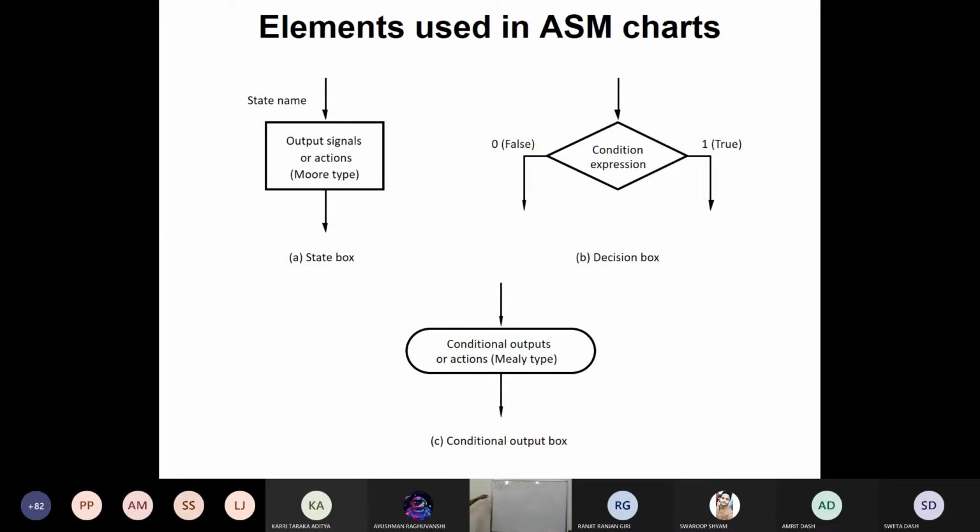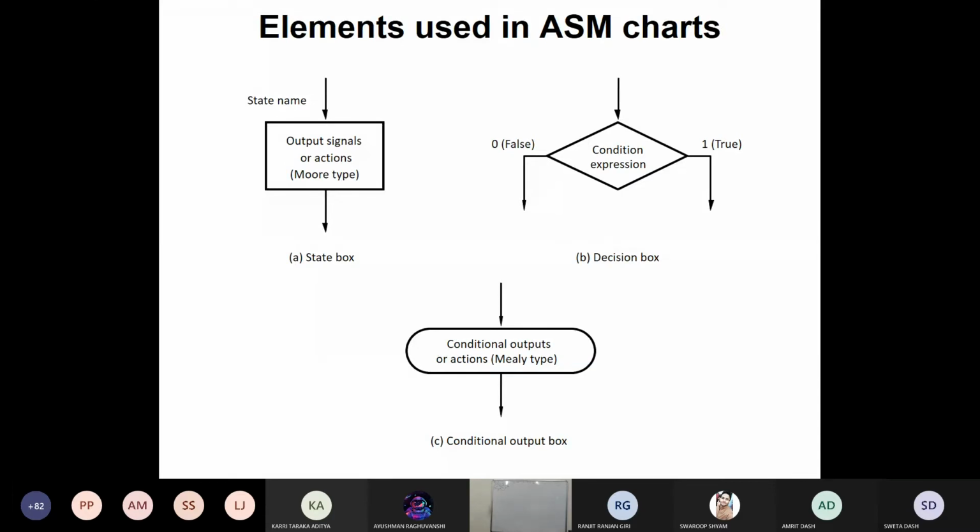Okay, so S1 and S2 is 1. This is the assignment already provided. Okay, now we have to show the ASM chart for this. State assignment is given, state diagram is given, state graph is given, we have to draw the diagram.